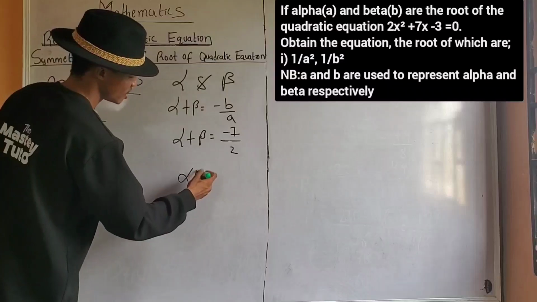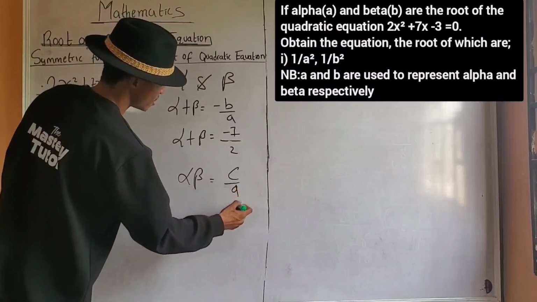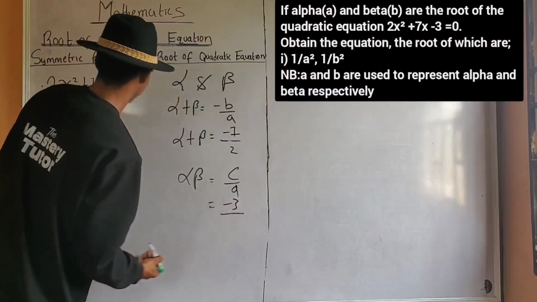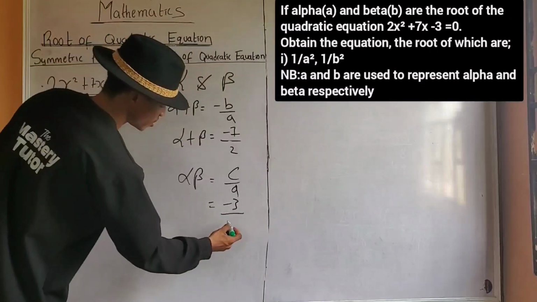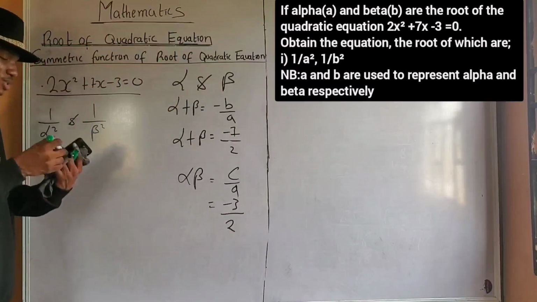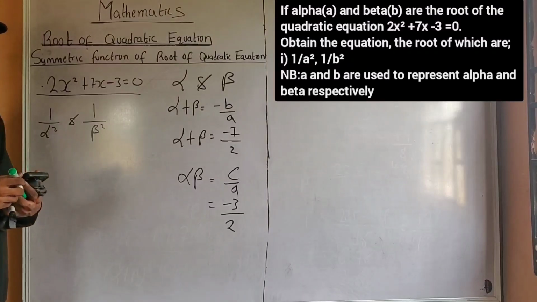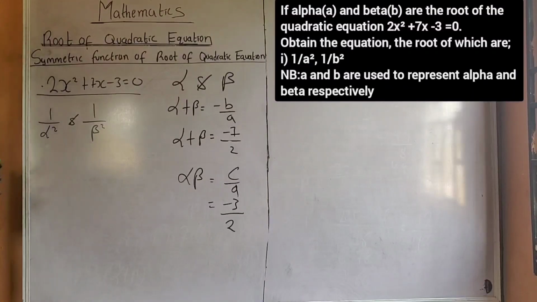Now, alpha beta, which is the product, is what? C over a. Don't forget that c is negative 3. So I'm going to have negative 3 over a, which is 2. So I'm going to have negative 3 over 2. So the sum of roots is negative 7 over 2, while the product of the roots is negative 3 over 2. Now, come back to this.